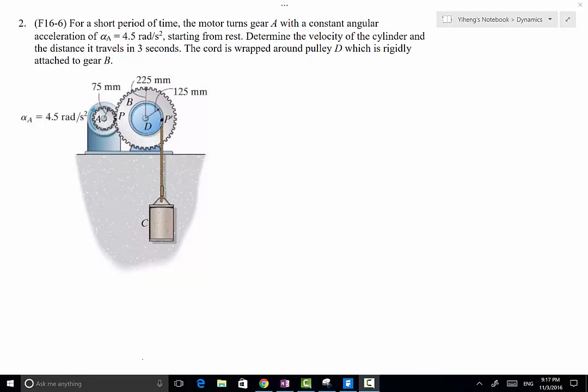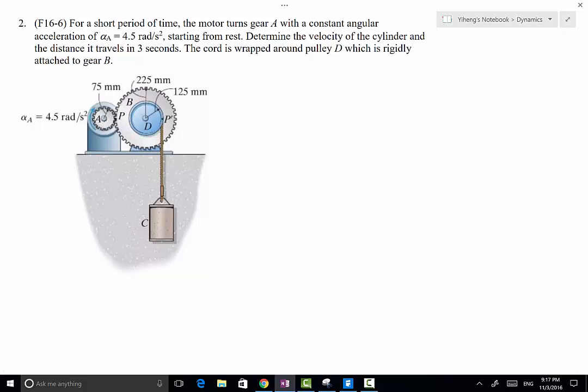In this problem, we have a gear A that is being turned by a motor with a constant angular acceleration of 4.5 radian per second squared. Gear A starts from rest, and gear A actually turns this gear B that is connected to it, and on gear B there's a pulley that is fixed to it, and on the pulley there wraps a cable which is connected to a cylinder, and we need to determine the linear velocity of the cylinder as well as the distance it has traveled in 3 seconds.